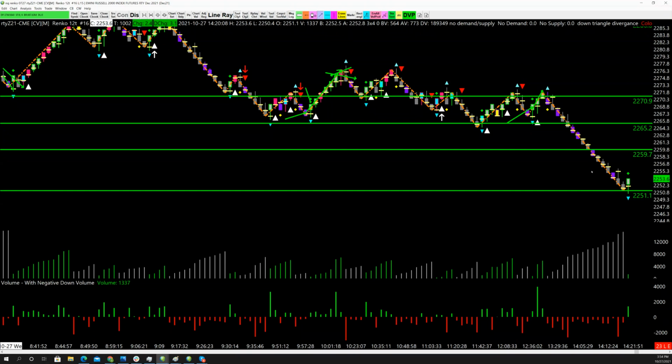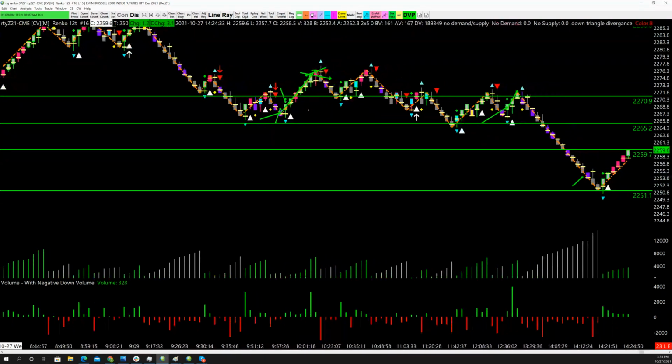Remember, what are we looking for when it's just in a free fall? Either we want to get above the wave to the low, or we want to get the no demand. We want this to repeat over and over again, particularly in Russell. Yeah, it works.